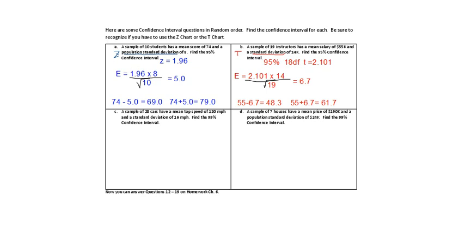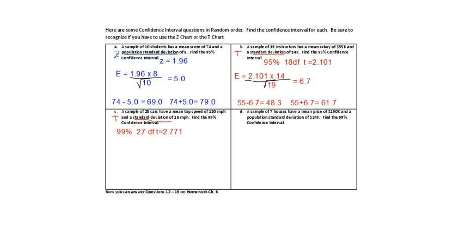All right, part C. A sample of 28 cars has a mean top speed of 120 miles per hour and a standard deviation of 16 miles per hour. Again, it says standard deviation, so that means we have to use the t-chart. For that, we're looking for 99% and 27 degrees of freedom. So that means the t-score is going to equal 2.771.